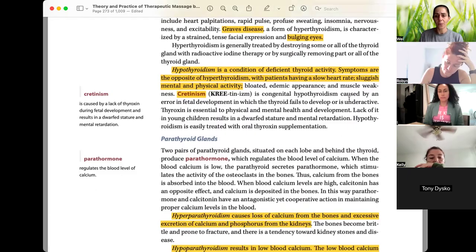Oh, but here we go. Just to continue here, the lack of it in young children will create dwarfism, right? So they won't develop properly.